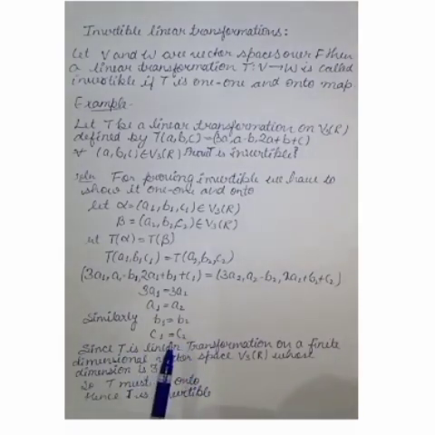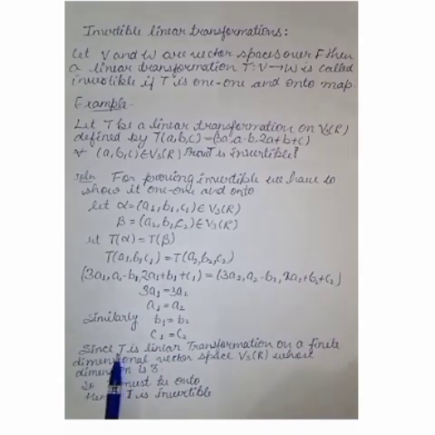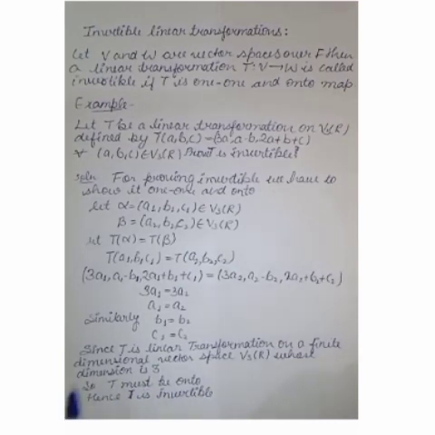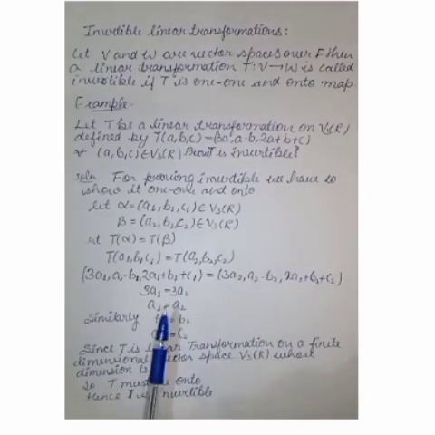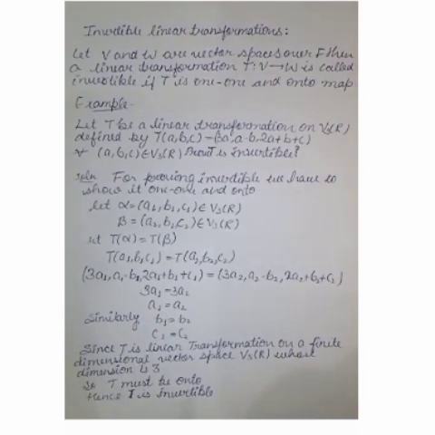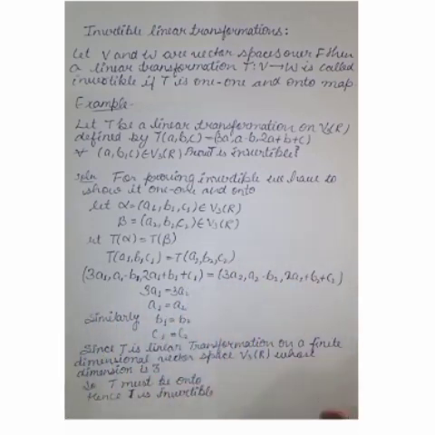So this was the condition of one-one. Now since T is a linear transformation on a finite dimensional vector space V3(R) whose dimension is 3, T must be onto, hence it is invertible. We have proved that the transformation is one-one and onto also. Hence we can say that the linear transformation is invertible.